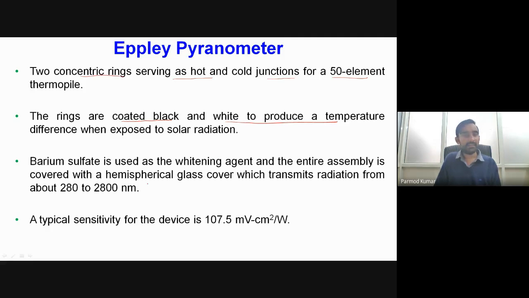And we cover these two rings, whatever we are using in our device, with glass. Generally, the hemispherical glass we use allows thermal radiation within the spectrum of 280 to 2800 nanometer. And a typical sensitivity of this type of device is equal to 107.5 millivolt centimeter square per watt.